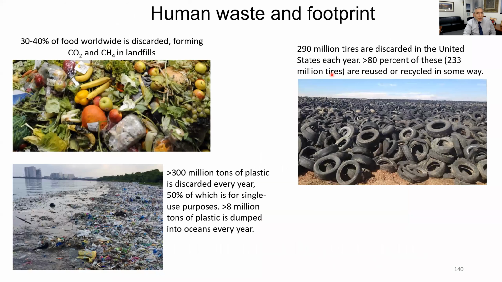There's also the human footprint problem of waste. 30 to 40% of all food in the world is thrown out, and it has to be because it goes bad. That's really nasty in a disposal site because it doesn't just form CO2. It forms methane, and methane's a much more severe greenhouse gas than CO2. Plastic waste is a big problem. Rubber tires are a big problem.